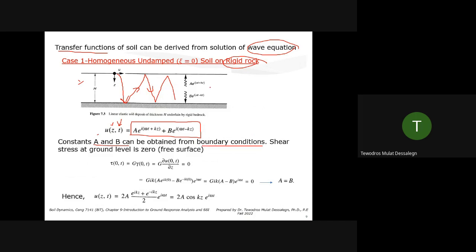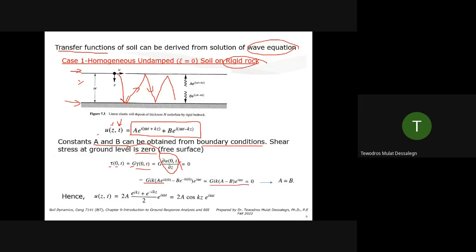We have boundary conditions, the ground surface, we have the rigid surface here. Shear stress at the ground level is what? It's zero, right? It's a free surface. So it's zero. You can solve this. So Z equal to zero is the ground surface because our coordinate is at the surface. So shear stress is shear modulus times shear strain. Get a derivative of that and solve it. So if you differentiate this, finally you will get this equation.